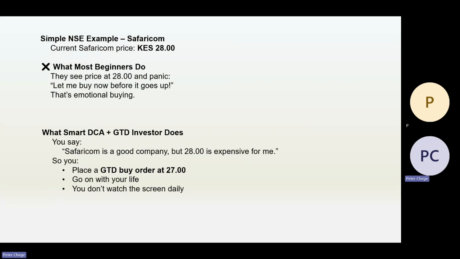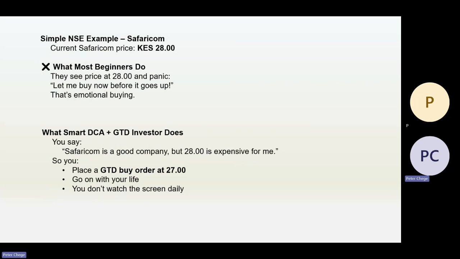So then what smart DCA and GTD investors do, you say Safaricom is a good company, but 28 is expensive for me. It's a good company. At 28, I can't buy. I can only buy at around 27 because I can see there is a trade. How do you know the trade? The previous video I said what? You look where the strongest selling power is. If it concentrates at the top and the sellers are more than the buyers, in terms of quantity, there is a selling pressure and it will go down.